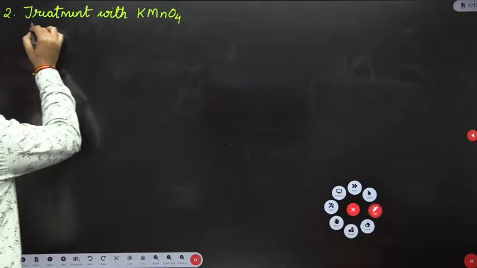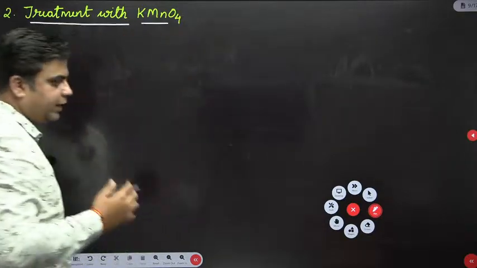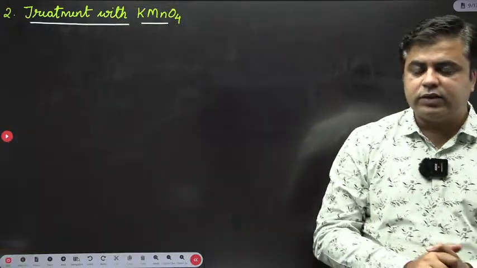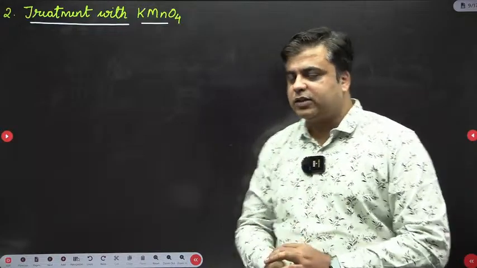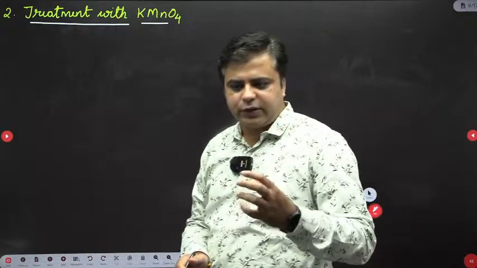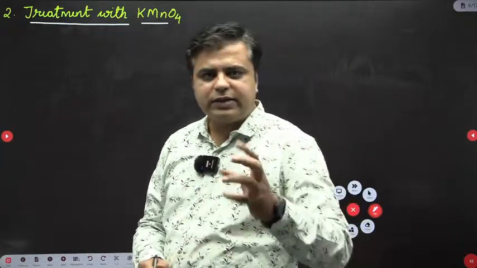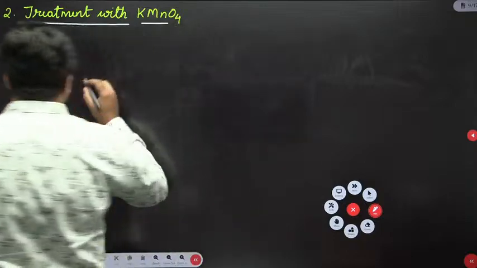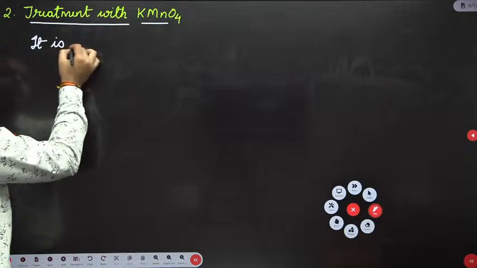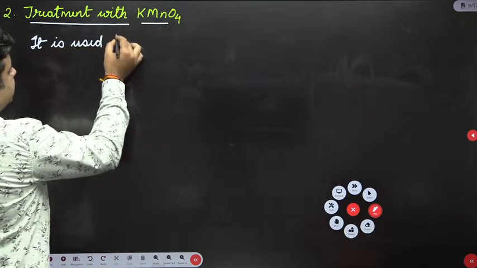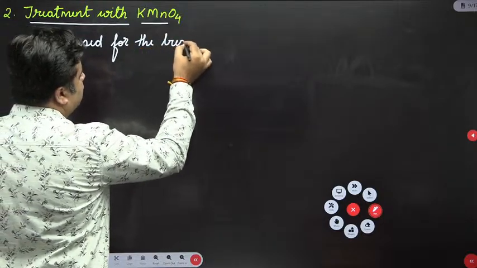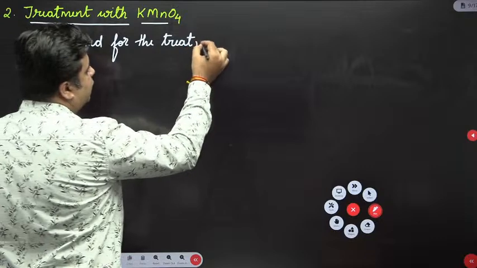Now, my dear students, this chemical is basically used to treat well water. That is, if you see disinfection carried out in villages, for wells present in villages, usually we go with the treatment with KMnO4, right? It's a pink color substance. So it is basically used for the treatment of well water.